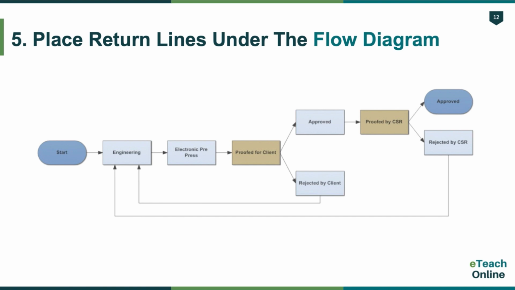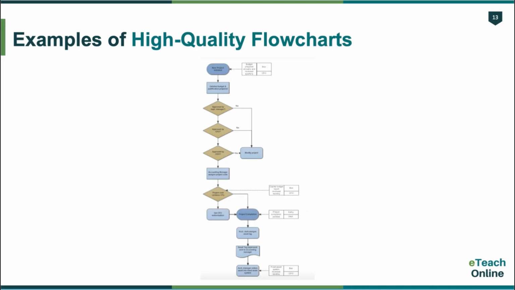Number 5, the last tip, is to place return lines under the flow diagram. Since we naturally read text from the top of the page down, it is logical that return lines should be placed under the flowchart rather than above. If 2 return lines are needed, then they shouldn't overlap. Here's an example of how return lines should look. Now I'll show you some examples of good flowchart design in practice.